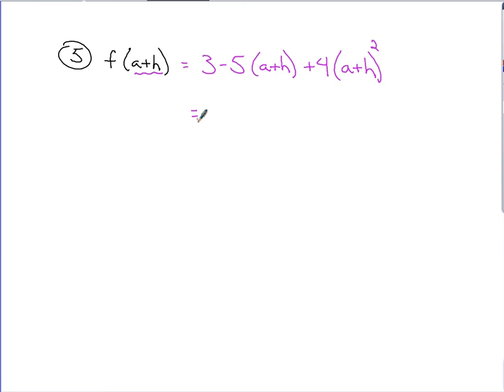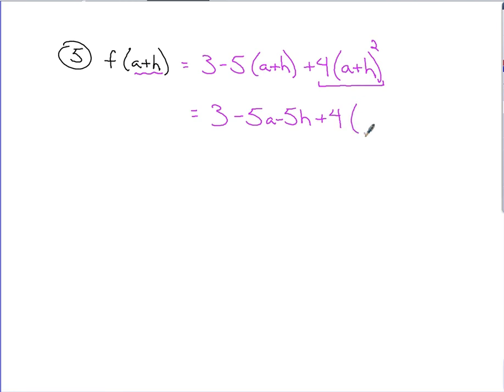So here, if I start simplifying, I've got 3. Being real careful here with my distribution, it's a negative 5 that goes through, so it's minus 5a minus 5h. And again, being very careful with distribution over here, you got to follow the order of operations. You got to think about how you played with the values before. You were squaring everything first, right? So I'd have plus 4 that I got to wait to multiply to a plus h squared.